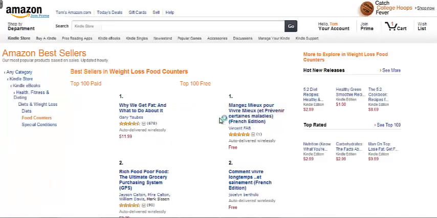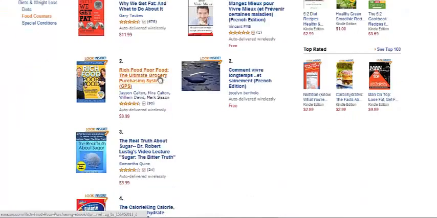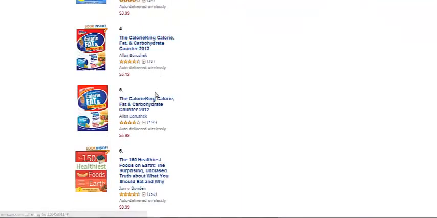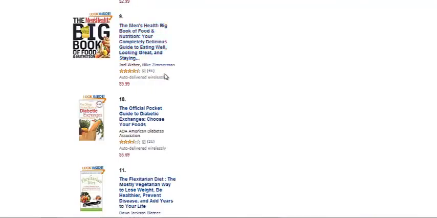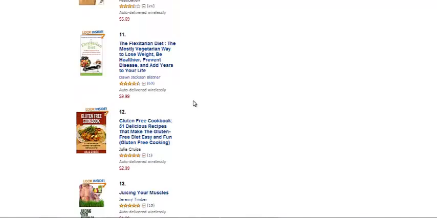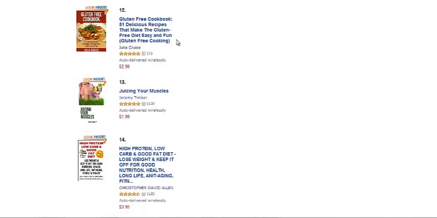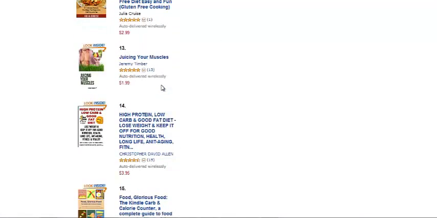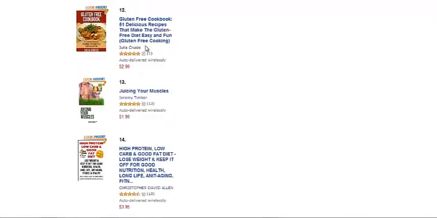Let's look at the food counters list in the weight loss food counters in the diets and weight loss category. So we have one book at $11.99, $9.99, $3.99, $5.12, $5.99, $9.99, $2.99, $2.99, $9.99, $5.69, $9.99, and $2.99. So you can see the prices are all over the place, and there are actually a lot of higher priced books in this category. So what I'm going to do right now is raise my price to $4.99 for this book, and then I'll test it and see, is it selling better, is it selling worse, and is it maximizing my royalties at that price.